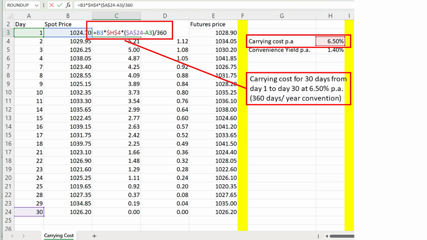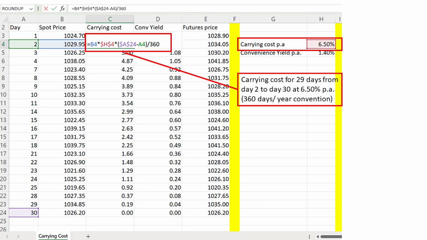Now the carrying cost is 6.5% per annum. So 6.5% on 1024 rupees will come to, let's say, approximately 70 rupees. Now that divided by 360 days multiplied by 30 days is the carrying cost on day 1. On day 2, the price is 1029.95, and if you want to buy and hold this stock for the next, let's say, 29 days, the carrying cost will be 1029.95 multiplied by 6.5% divided by 360, that is the 360 days in the year, which is normally taken for the calculation of the monthly yield, and then multiplied by 29 days, because from day 2 to day 30 you have to hold the asset only for 29 days.